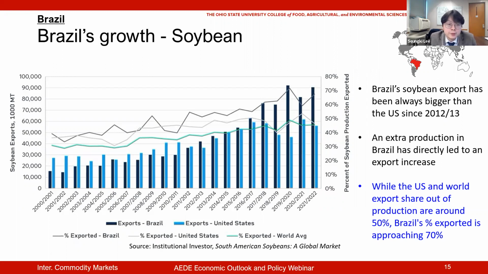But more importantly, what I want to emphasize here is the percentage exported. While the US or the world average is pretty close to 50%, so basically half of our production is consumed domestically and half of it is exported, when you look at Brazil, they have increased the percentage exported continuously, and now it is almost 70%. Meaning that, using an economic jargon, the marginal propensity to export in Brazil is so high. In plain English, whenever they get some surplus or additional crops, they usually ship it outside of the country and export it.